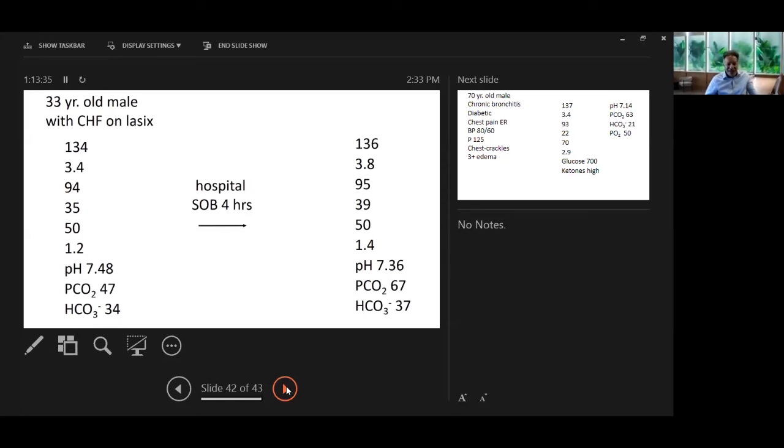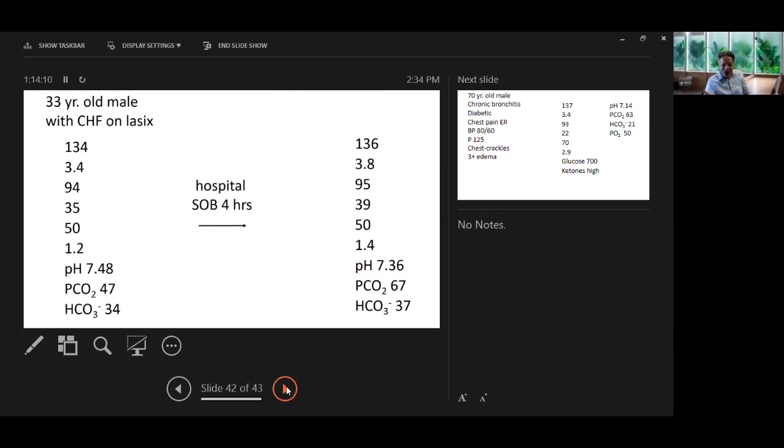The patient also looks like they have a bit of pre-renal failure. BUN's 50, creatinine's 1.2. And then the patient developed shortness of breath. And the PCO2 went to 67, increased by 20. Bicarbonate went up a little bit. And if you look at those changes, from 40, the normal is 47 and 34. So from the change in the PCO2, which is 20, and the change in bicarbonate, which is 3, those numbers are only compatible with an acute respiratory acidosis.